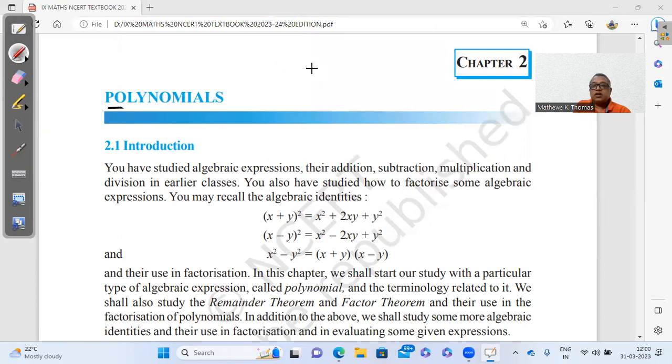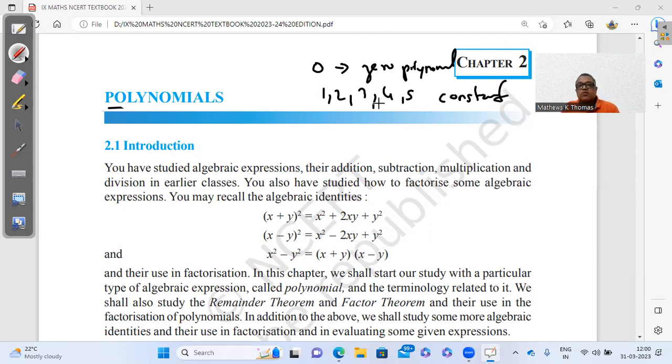So if you are asked what is 0, the number 0 is the zero polynomial, right? And if you are asked what is a constant polynomial, 1, 2, 3, 4, all these are constant polynomials. So 0 is a zero polynomial and 1, 2, 3, 4, 5 are constant polynomials. For zero polynomial, there is only one example, that is 0 itself. For constant polynomials, there are infinitely many answers.